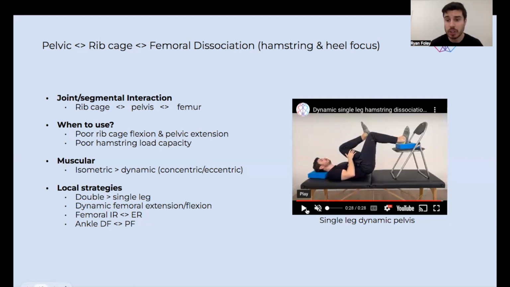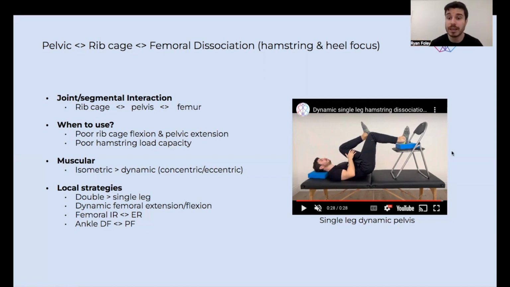We can challenge this by changing the movement behavior of the ankle, for example. So if we plantar flex the ankle, that's going to challenge the flexion behavior at the knee, because typically what you'll see with these strategies is that when people are driving down through the heel, you'll see this flexion of the ankle, or the pulling of the foot back towards the head, which is a flexion of the ankle, dorsiflexion of the ankle.